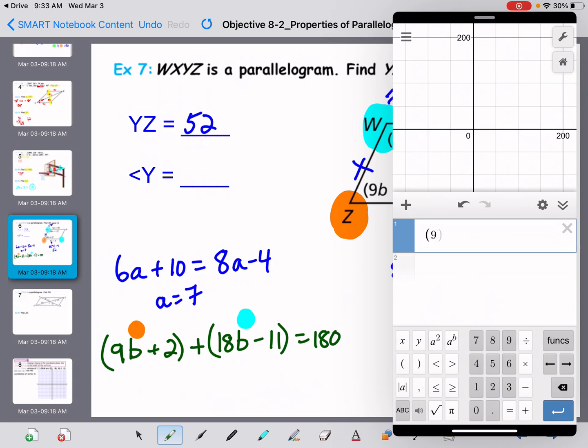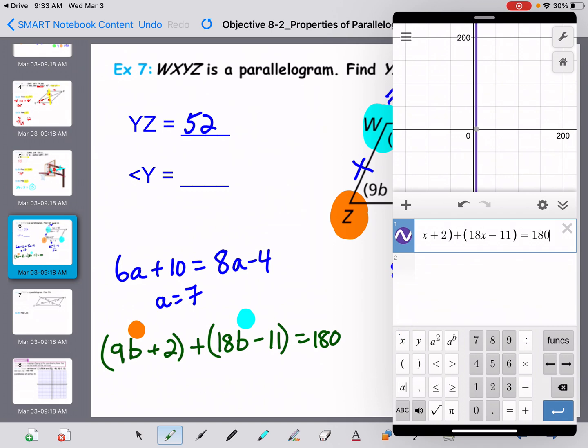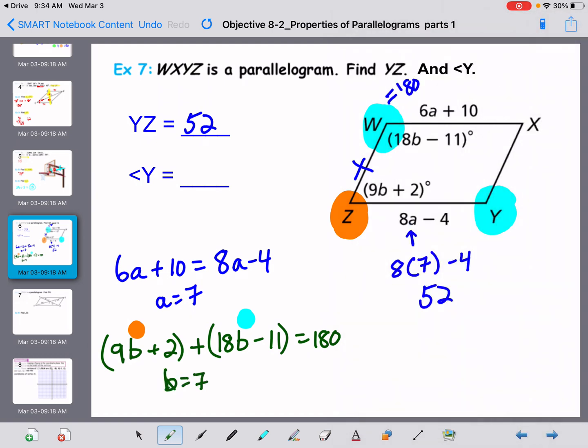So now 9x plus 2 plus 18x minus 11. So yep, those are my two angles. When I add them together, they equal 180 because they're side by side. Again, x is 7. Seems weird. Let me double check. Yep. So B is 7. That doesn't always happen. Sometimes you can get a different answer for each one. That was just random the way this one happened.